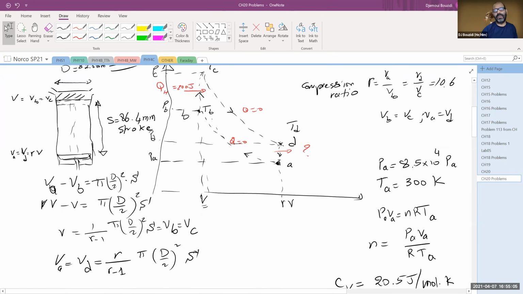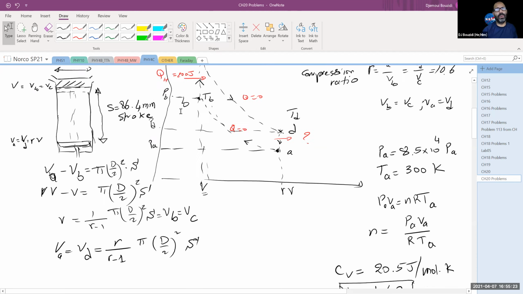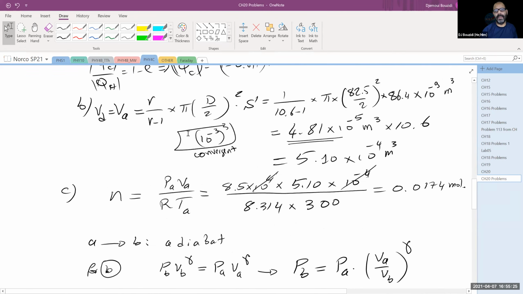So the pressure steadily went up from 8.5 times 10 to the power 4 to 2.32 times 10 to the power 6. And now it has basically doubled in value to 4 times 10 to the power 6. Obviously, PD should be more than the first pressure, but less than both of them, according to this diagram.